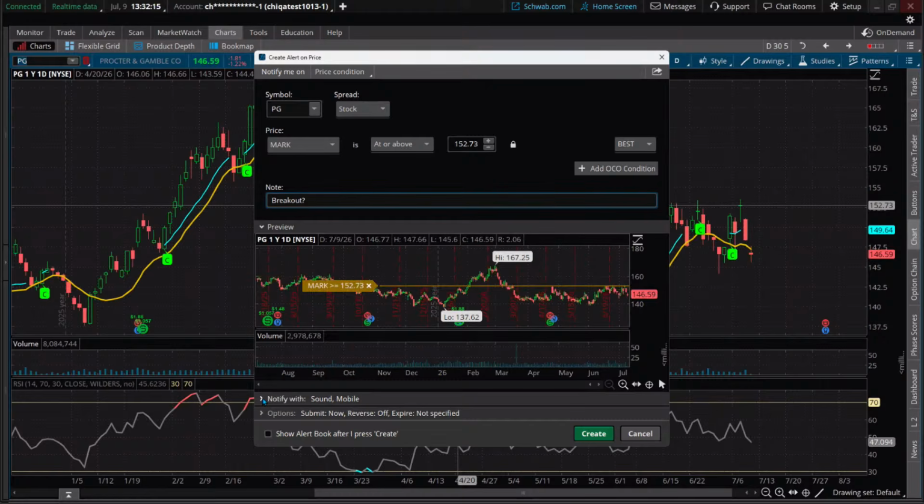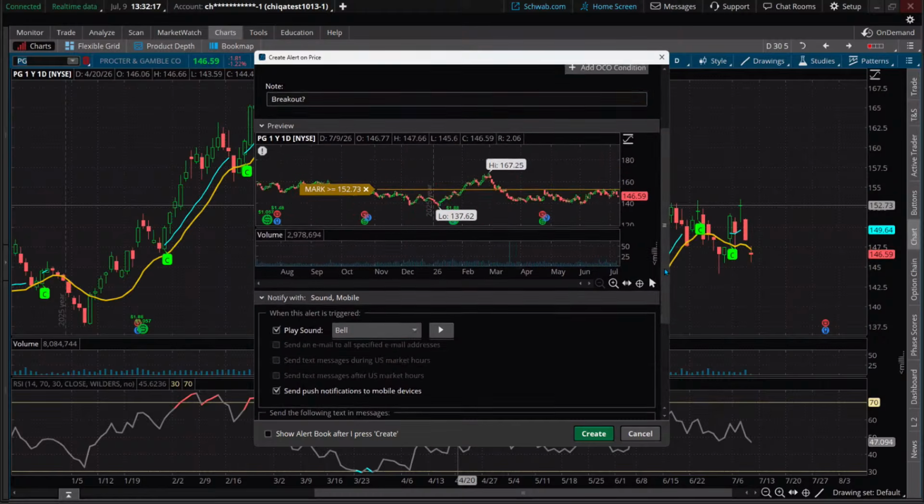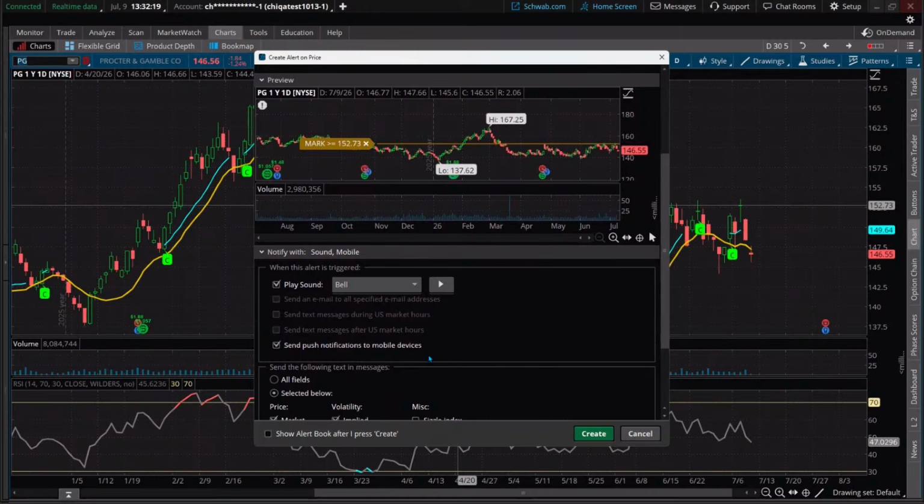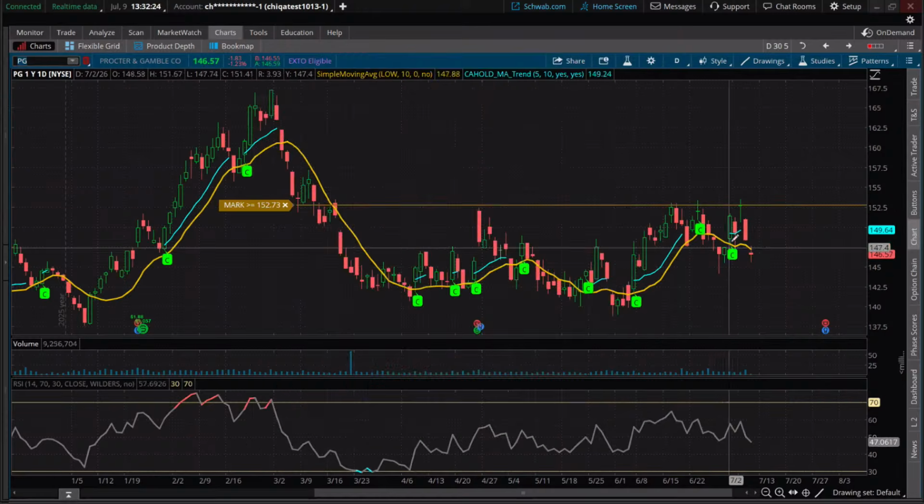Go down here to notify. Make sure, folks, that you got the mobile checked. That kept me in the dark for a little bit years ago. Make sure that mobile's checked. There you go. There's your line up top too under setup.